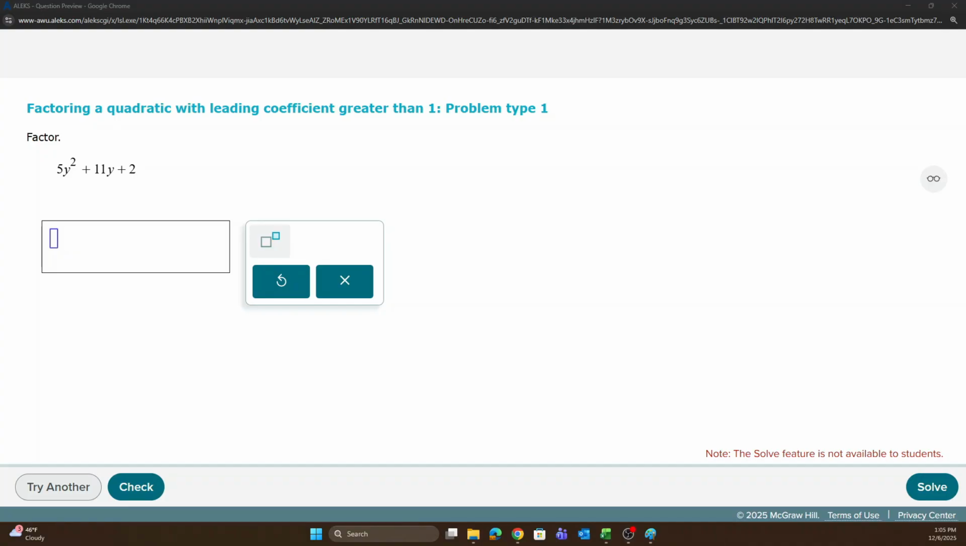All right, so here we have problem 10. Now, if you look at this, we have a 5y squared, so our leading coefficient is 5. So what we're going to be doing is our AC method. We have AC equals 5 times 2, which is 10, and we're looking for the factors of 10 that add up to 11. This center number here. Well, that's going to be 10 and 1, because 10 plus 1 equals 11. And using this, we're going to break apart that 11. So we've got 5y squared plus 10y plus 1y plus 2.